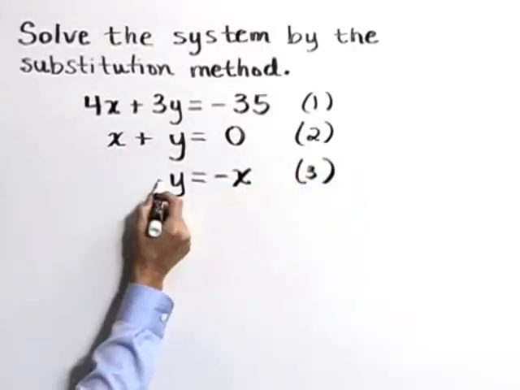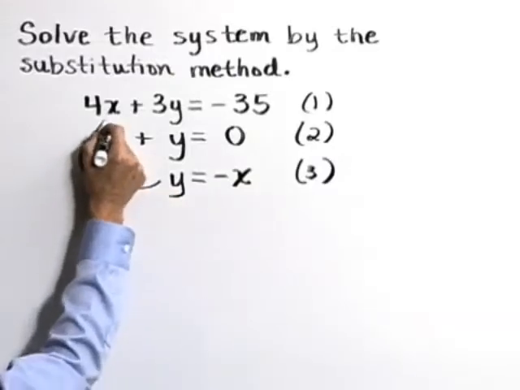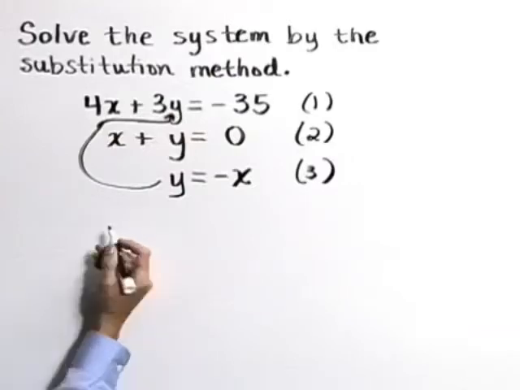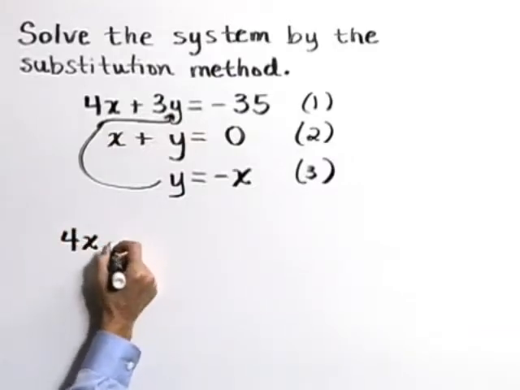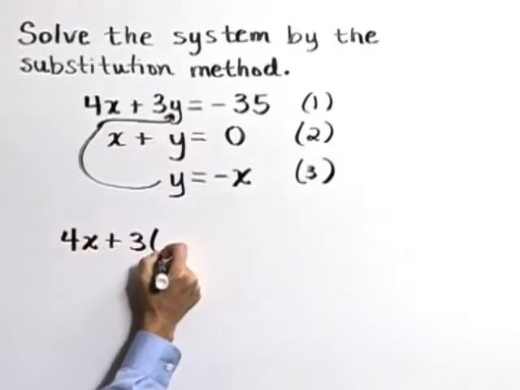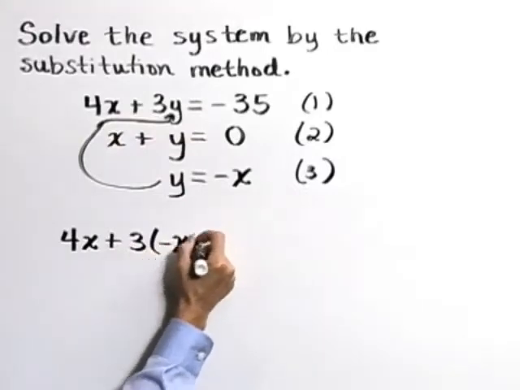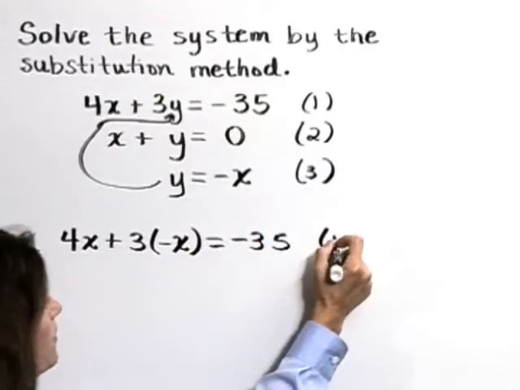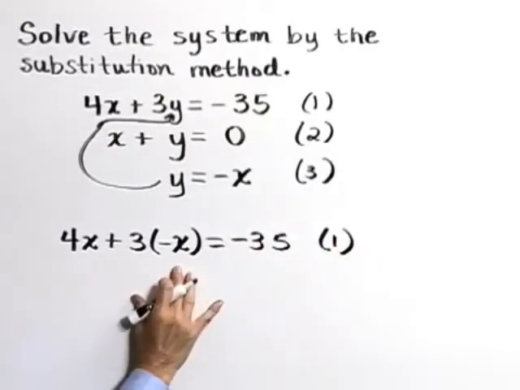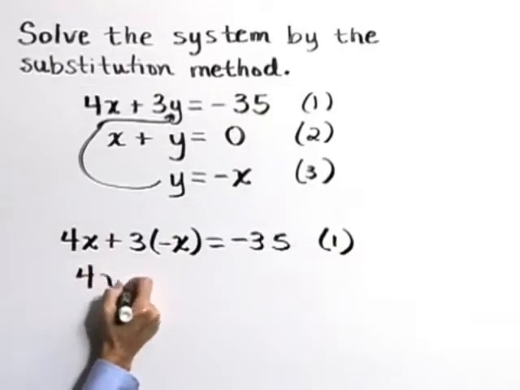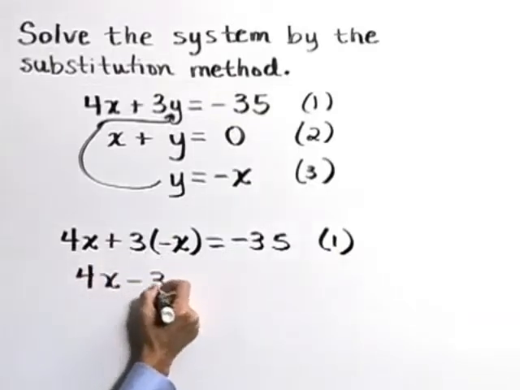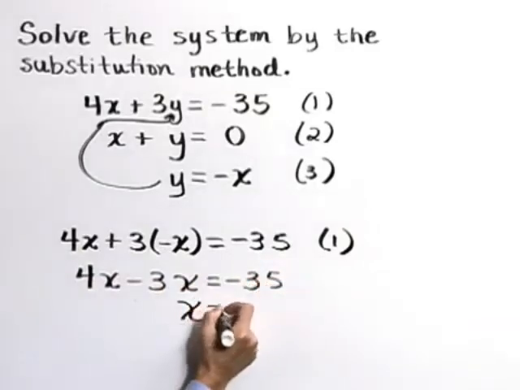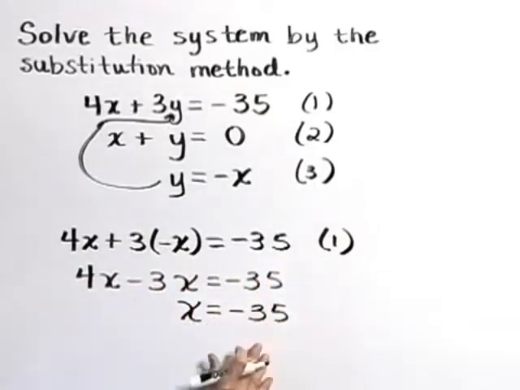Now we're going to substitute y equals negative x into equation 1. So equation 1 becomes 4x plus 3 times, in place of y, we'll substitute negative x, is equal to negative 35. Now let's solve it for x. 4x, multiplying, we get a minus 3x is equal to negative 35. So x is equal to negative 35.